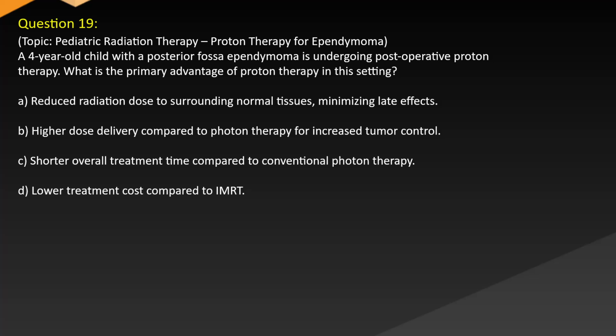A. Reduced radiation dose to surrounding normal tissues, minimizing late effects. B. Higher dose delivery compared to photon therapy for increased tumor control. C. Shorter overall treatment time compared to conventional photon therapy. D. Lower treatment cost compared to IMRT.